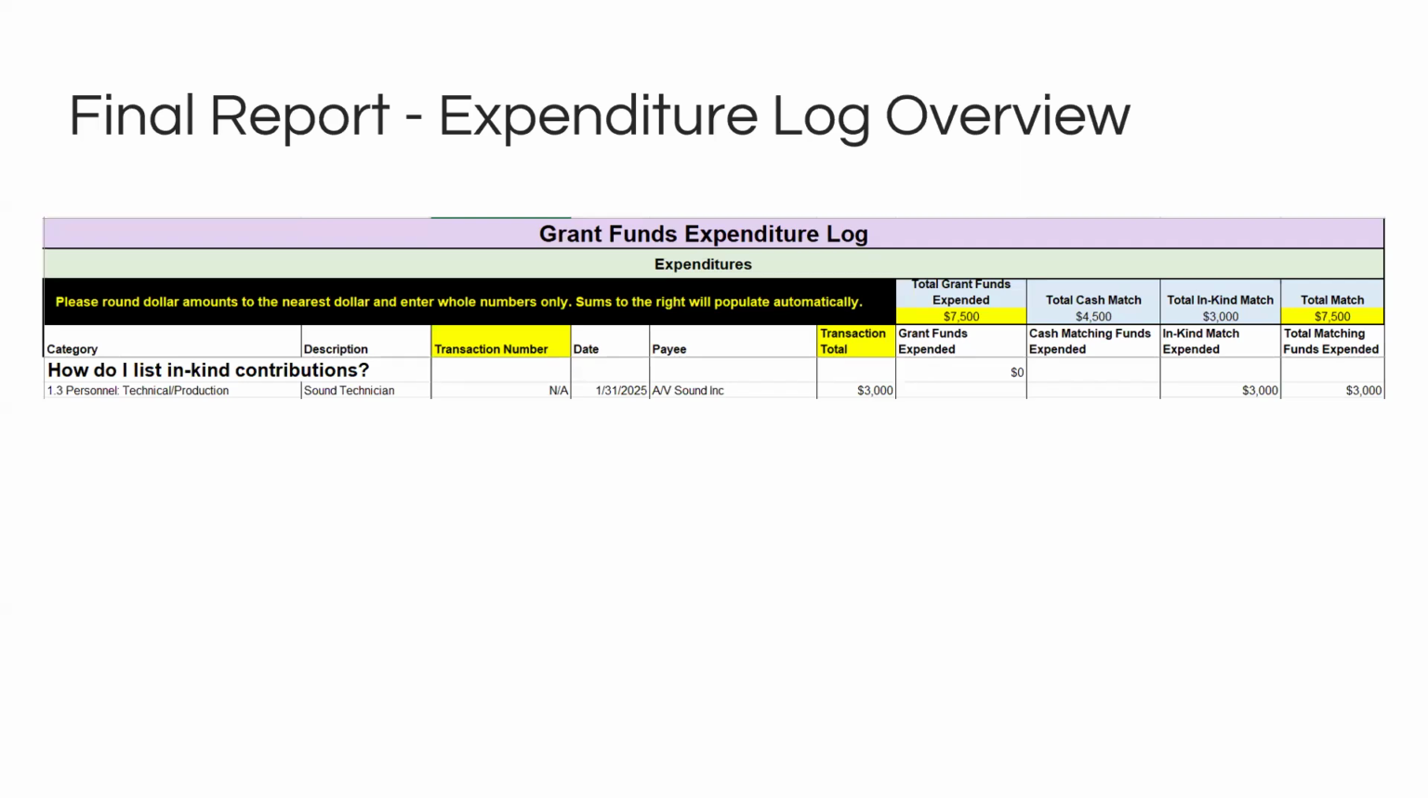So here in this example, we would show expenses on the expenditure log. XYZ organization had a signed invoice from AV Sound with 3 hours of services at $1,000 per hour. The total worth of the services is $3,000. They kindly gifted the $3,000 as in-kind. You would list that $3,000 in the in-kind column.